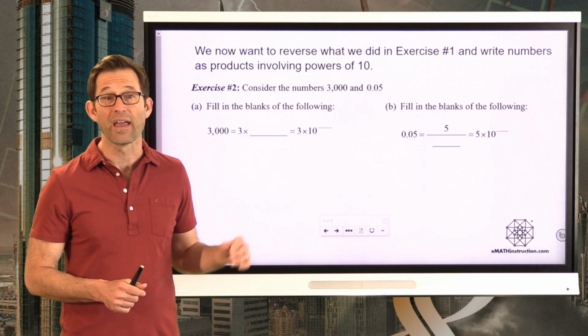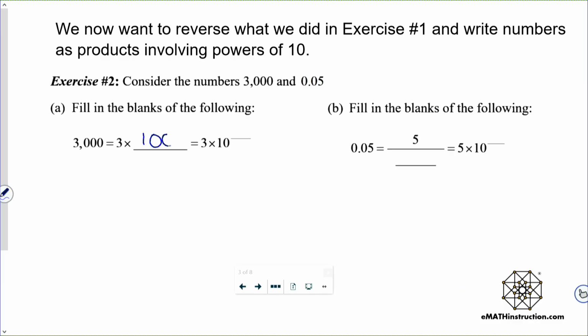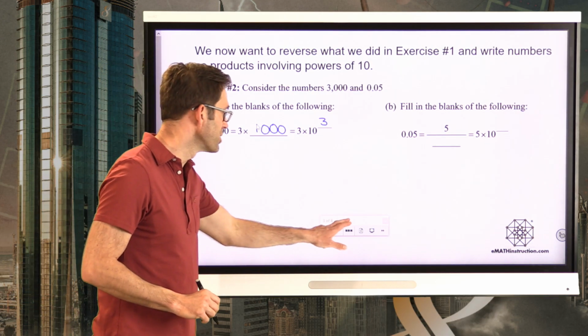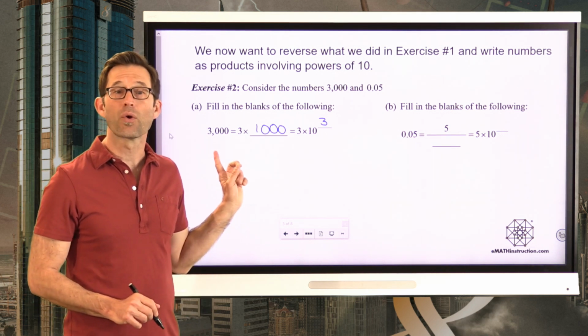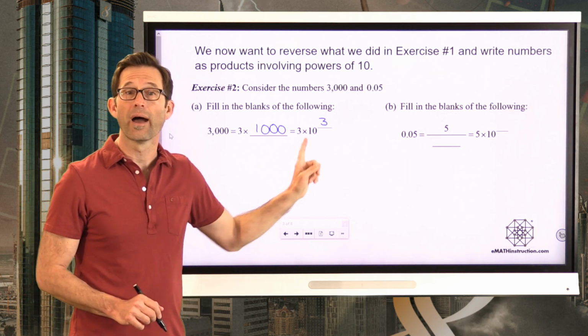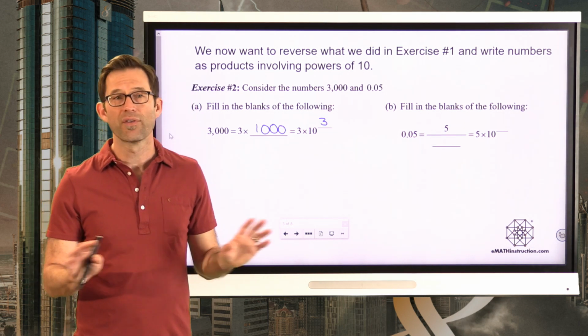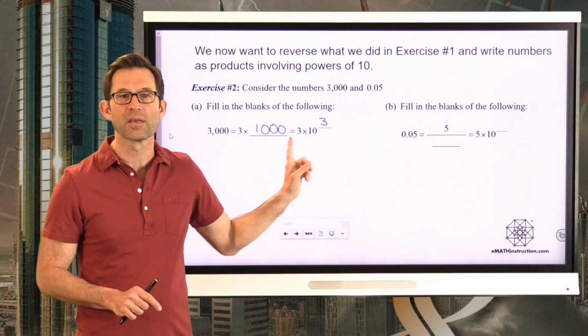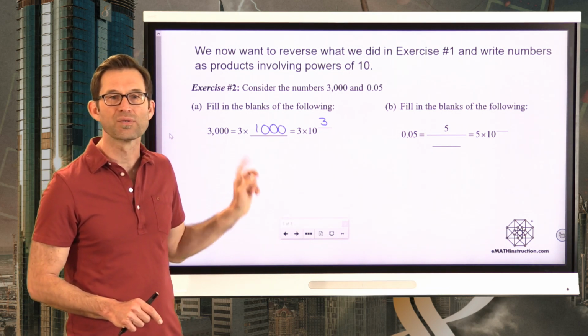Well, this should be a piece of cake, right? 3,000 is by definition 3 times 1,000, and 1,000 is just 10 to the third. So in other words, I can write the number 3,000 equivalently as 3 times 10 to the third. In the previous exercise and in everything we did in the last lesson, we were taking something like 3 times 10 to the third, and writing it as 3,000.